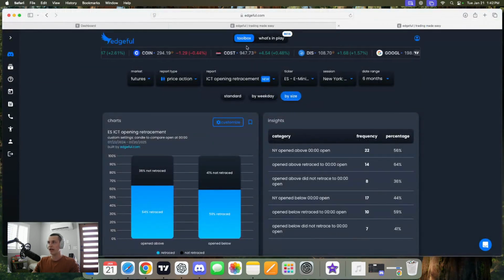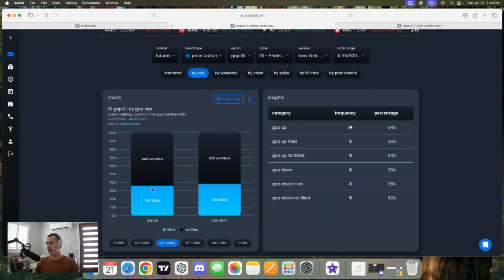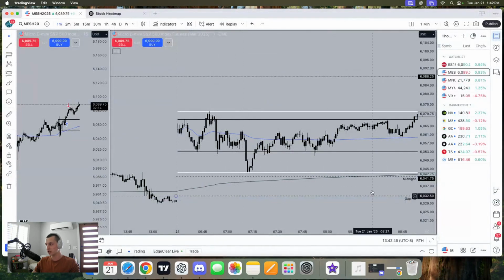If we go to Edgeful, we can measure by size. For the midnight price, there was a 64% chance that we were going to touch that today, and only a 36% chance of the gap being filled. We can see the midnight price never got touched; it got pretty close, but didn't get there. And the gap fill was below. So how I was reading this is a no-go.